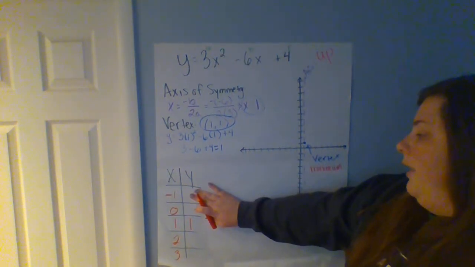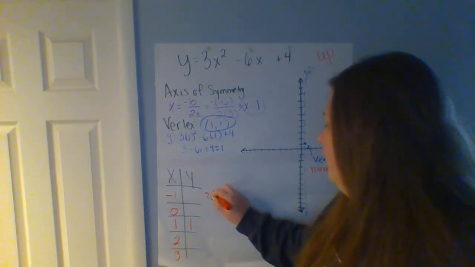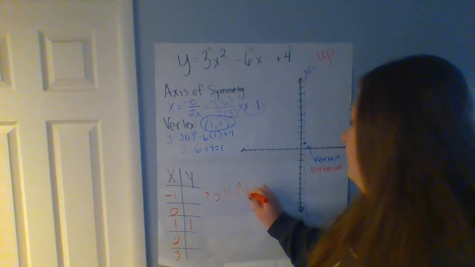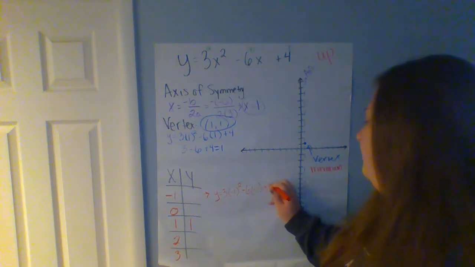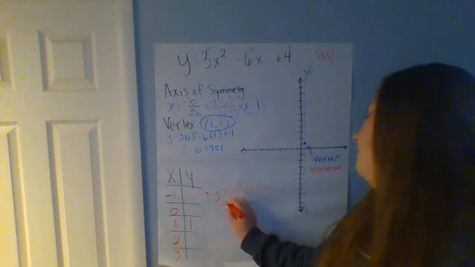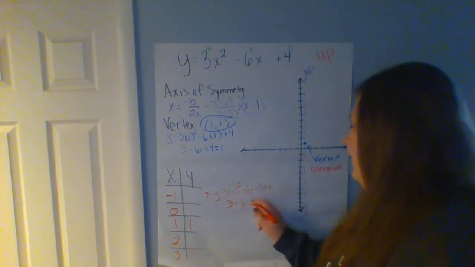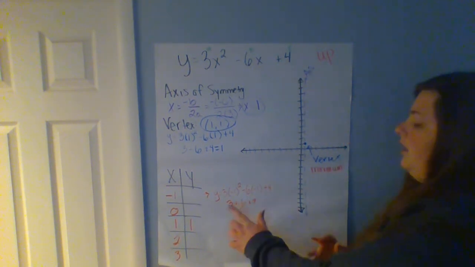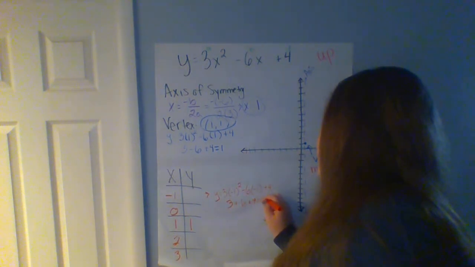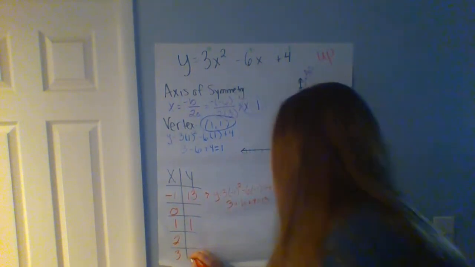So let's solve for when x is negative 1. So we're going to plug it in just like before. We have 3 times negative 1 squared minus 6 times negative 1 plus 4. Now negative 1 squared is 1, so 3 times 1 is positive 3. Negative 6 times negative 1 gives us positive 6, and then we have that plus 4. Now 3 plus 6 is 9, plus 4 gives us 13. So that also means that when x is 3, our y will be 13.